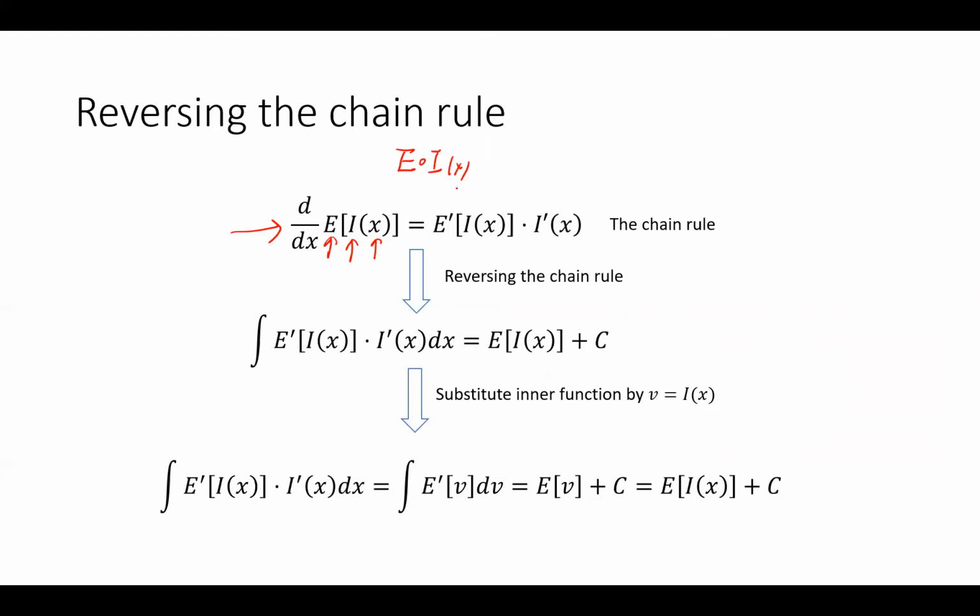Now if we take the derivative, we need to introduce the chain rule: first the outer layer, then the inner layer derivative. What do we mean by reverse it? Reversing means that we take this derivative and then take the antiderivative of it, or take the integral of the derivative function.